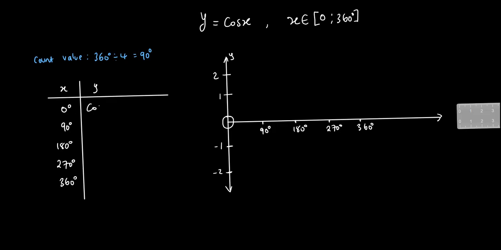So cos 0, I believe it gives you 1. Cos 90 should give you 0. And then this should give you -1. And then this should give you 0. And then I believe this should give you 1. Right? Please tell me if it's like that.